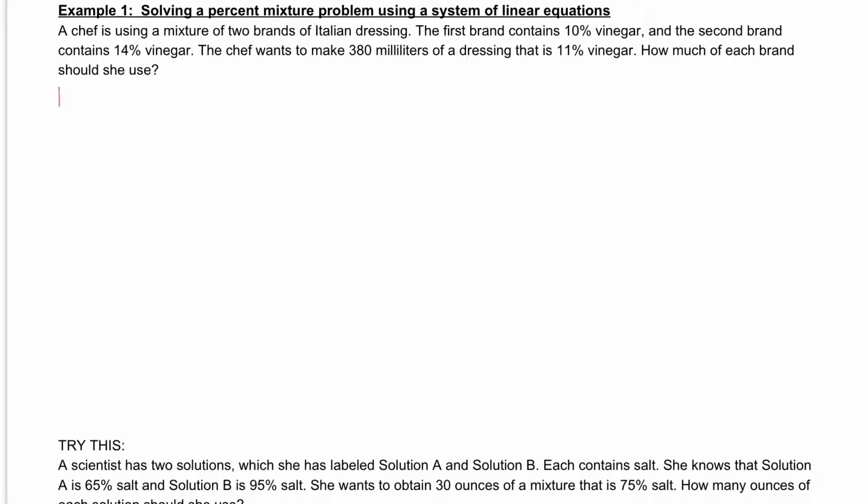So number 1, we want to figure out what's our variable and what are we trying to find. We're trying to find out how much of each brand she should use. So we're going to let x equal the number of milliliters. We want to be specific on what our unit is. Are we looking for milliliters? Are we looking for grams, ounces, whatever it is we're looking for? And here we're looking for milliliters. We're looking for the number of milliliters of the first brand. And we'll use the letter y to be the number of milliliters of the second brand.